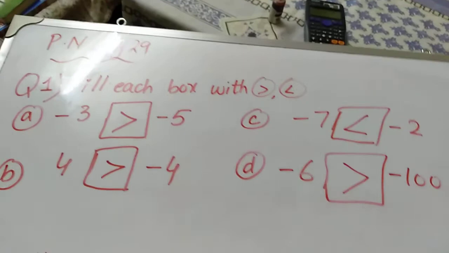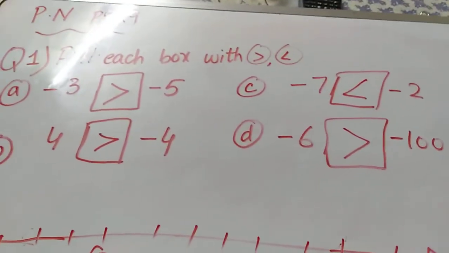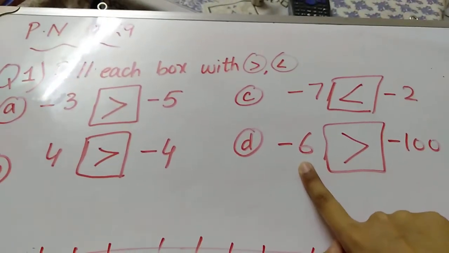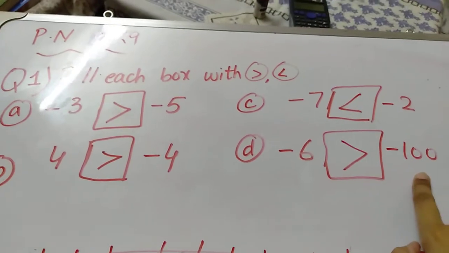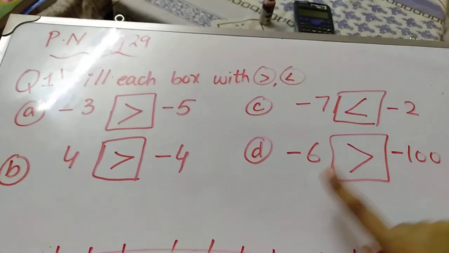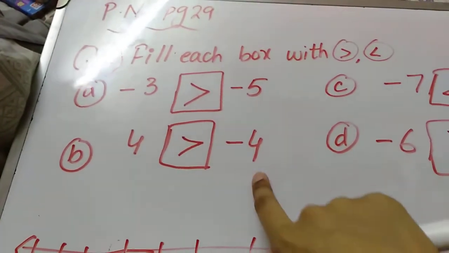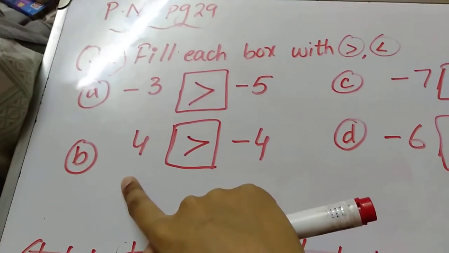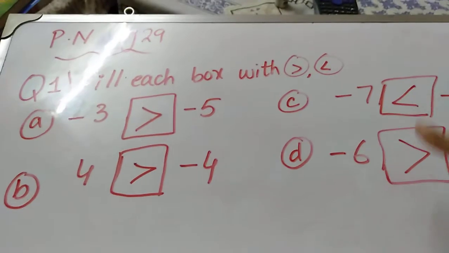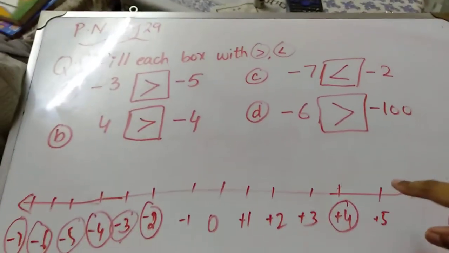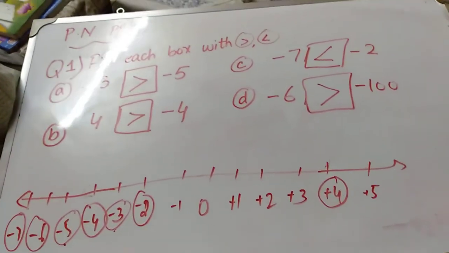So whenever we have a negative sign with both the numbers, our smallest number becomes the greater and the greater number becomes the smaller. And if we are comparing a positive and a negative number, the positive number will always be the greater. So that's how we will solve our question number 1.